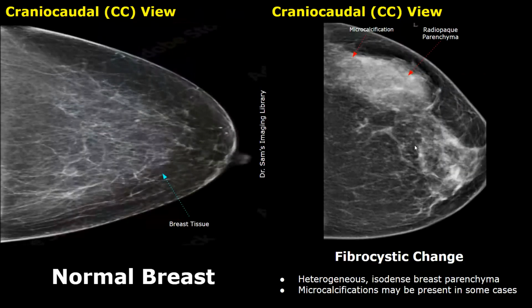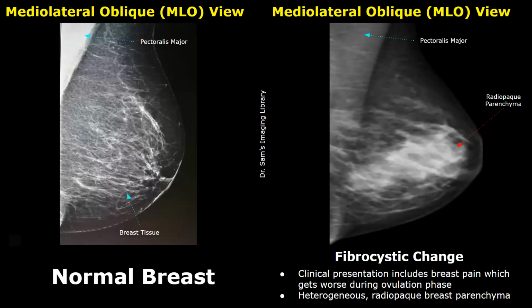In this craniocaudal view, there is a heterogeneous isodense breast parenchyma with some microcalcifications. These small bright dots are the microcalcifications. Now these types of microcalcifications can raise suspicion for malignancy, so it is sometimes better to evaluate with further imaging. In this image we see radio-opaque heterogeneous parenchyma, which was later found to be a fibrocystic change.